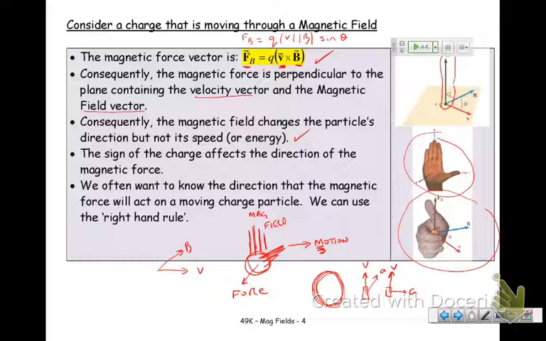The sign of the charge affects the direction of the magnetic force. So if you have an electron, it's going to have an opposite force to the positive charge. And then we often want to know the direction of the magnetic force that will act on the moving charged particle. We can use various right-hand rules.